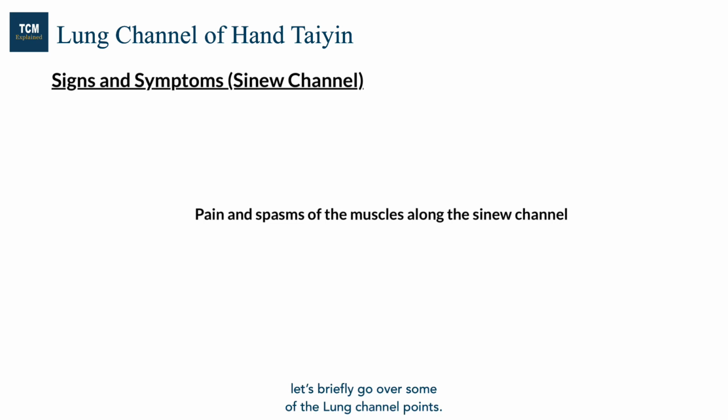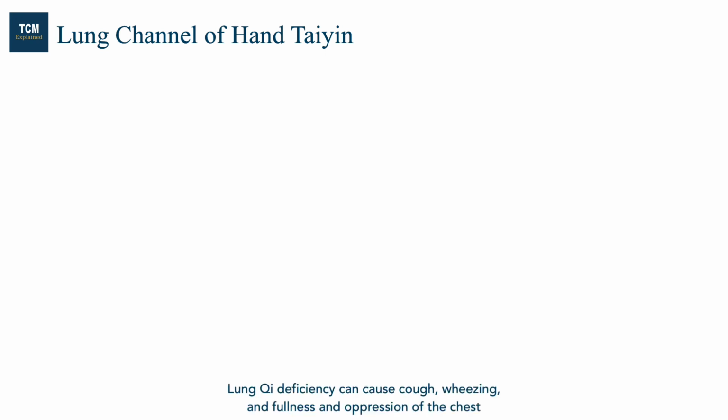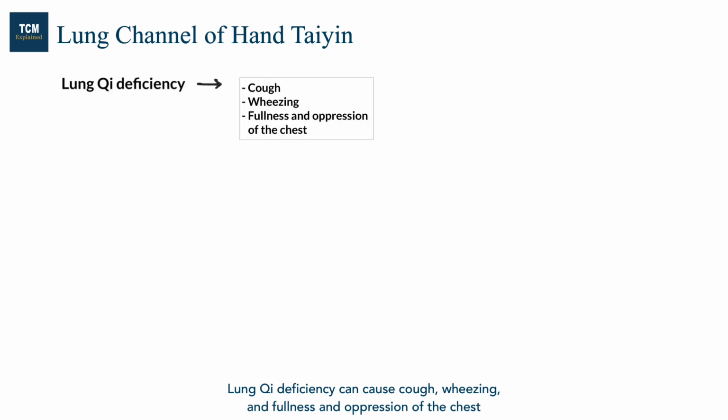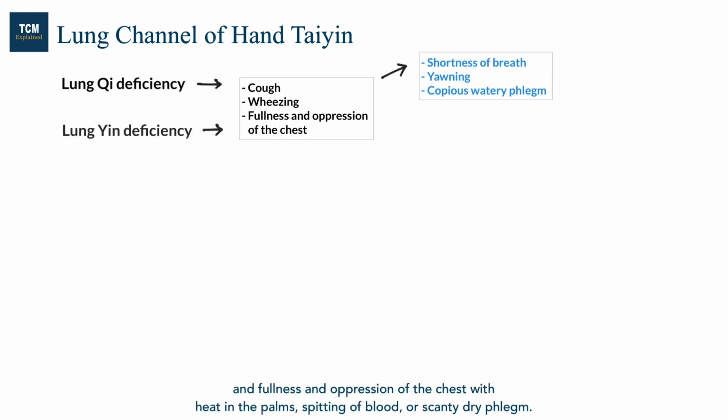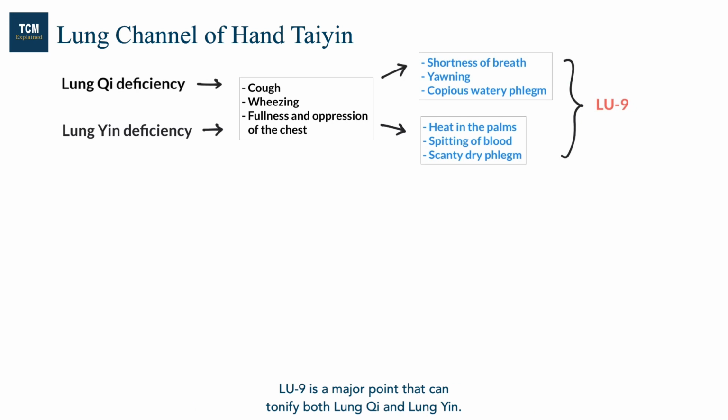Lung qi deficiency can cause cough, wheezing, and fullness and oppression of the chest with shortness of breath, yawning, or copious watery phlegm. On the other hand, lung yin deficiency can cause cough, wheezing, and fullness and oppression of the chest with heat in the palms, spitting of blood, or scanty dry phlegm. Lung 9 is a major point that can tonify both lung qi and lung yin.